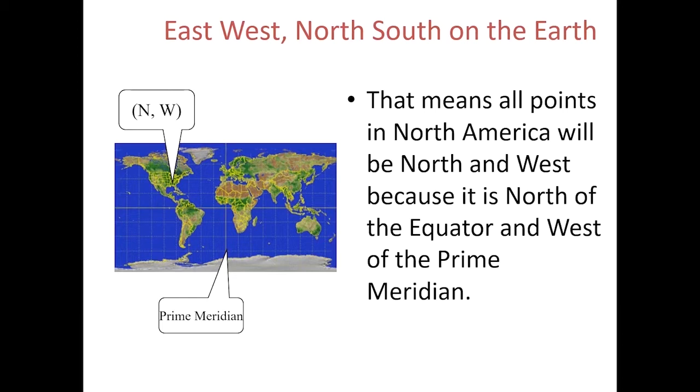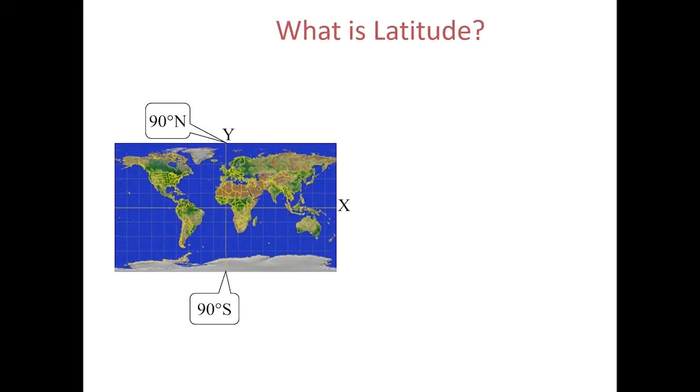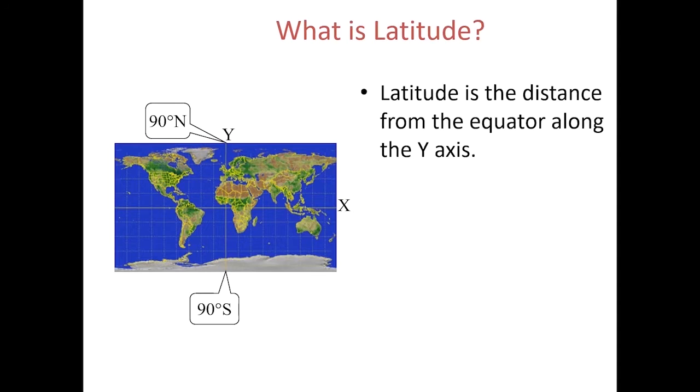Okay, so what is latitude? Well, latitude is the distance from the equator along the y-axis, going from 0 at the equator up to 90 degrees, which is the top of the globe, at the North Pole, and 90 degrees south, which is the other end of the globe. So it's like a right angle. So it's just divided up that distance from the equator to the poles into 90 degrees. So it is a measurement of distance, but we use it in terms of degrees. So the unit of measurement is actually degrees.